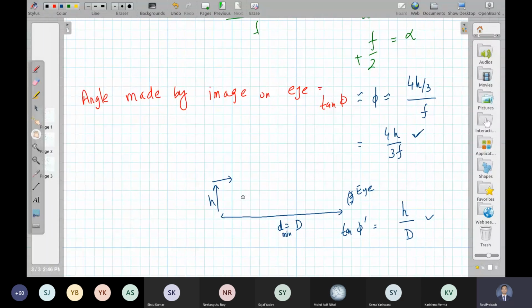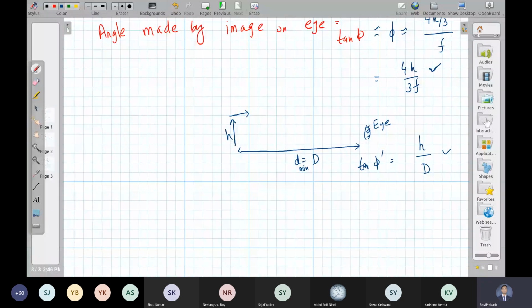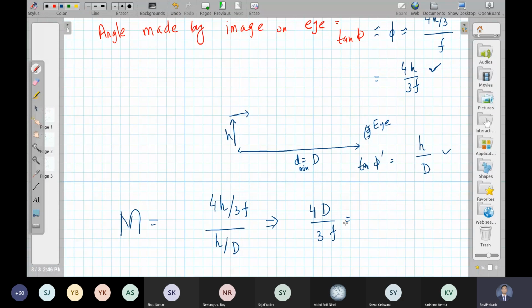How much have you magnified? This is called angular magnification. With the instrument, what size did you get? And without the instrument, what size did you get? How much did you magnify? D will go up, right? This. How much is this number? How much is this number in this particular case?